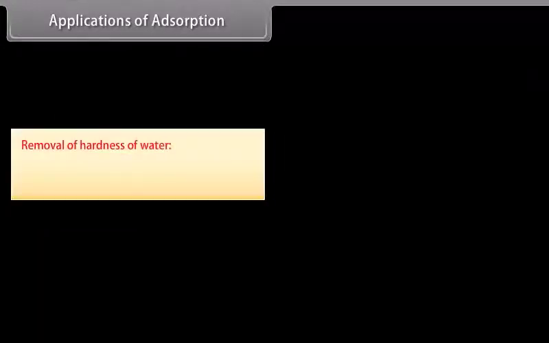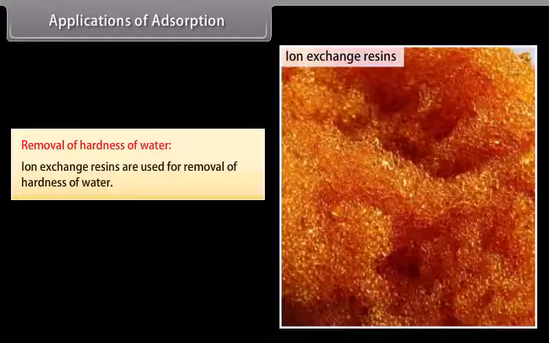Removal of hardness of water. Ion exchange resins are used for removal of hardness of water. Some other applications of adsorption.